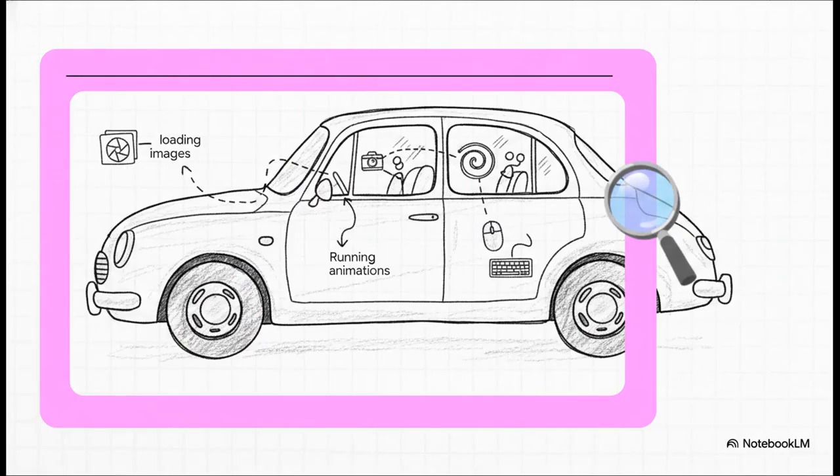Now let's look inside that car. If your browser is the process, a thread is like a passenger inside, doing a specific job. One thread might be loading the images on a web page, while another is playing a video on that same page. And a third is just waiting for you to click your mouse. By splitting the work up into threads, a single app can feel like it's doing many things at once without just freezing up on you.